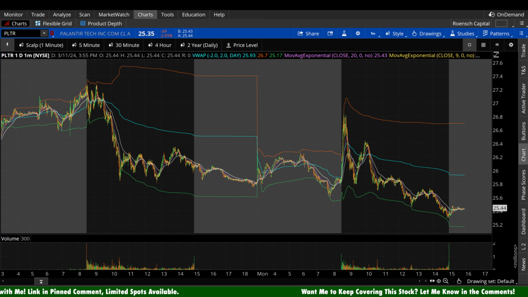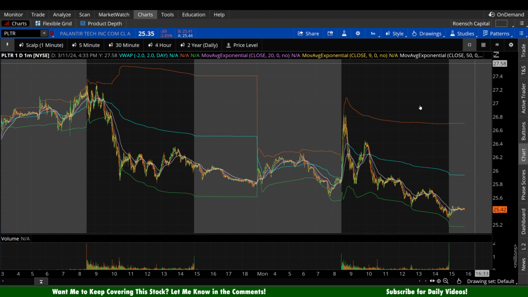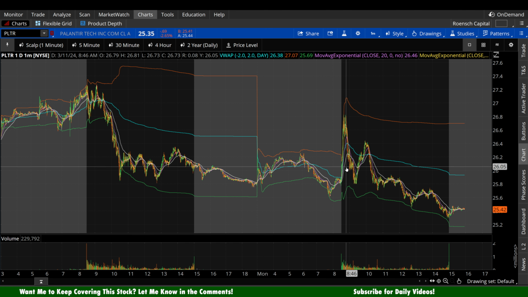Today we're taking a look at Palantir stock, ticker symbol PLTR, on a variety of time frames in anticipation of the next trading day, Tuesday, March 12th. Alright guys, Palantir stock here today, down about 69 cents a share. That's minus 2.65% after quite the opening pump there, but then we did get a fade.